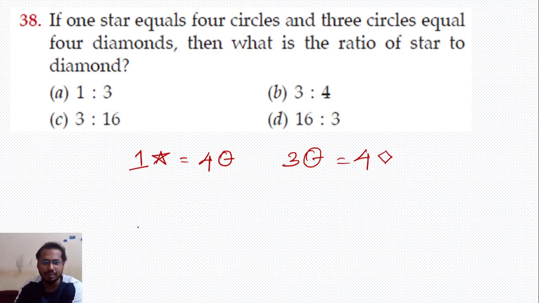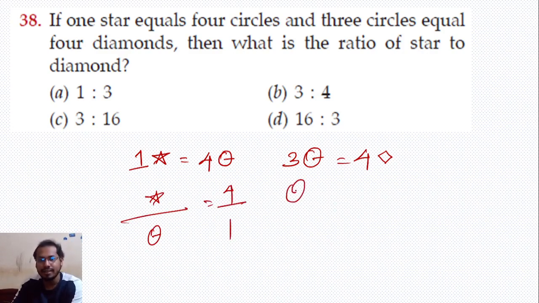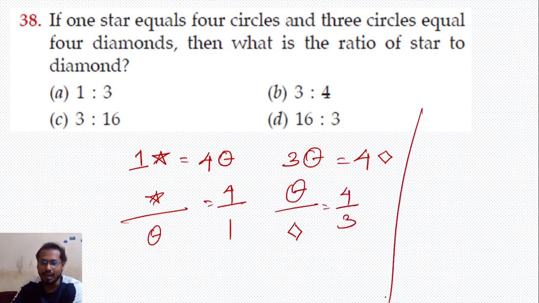So star to diamond. Let's keep star one side and circle, right? That is equal to 4 times 1. Here circle over diamond, that is equal to 4 over 3. Correct? So now I'm going to take star, circle and diamond. So this is 4 times 1. This is 4 times 3.